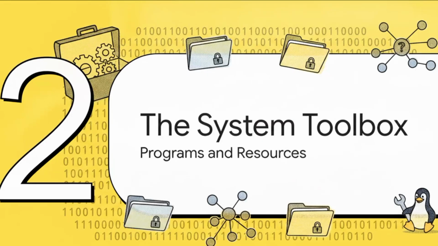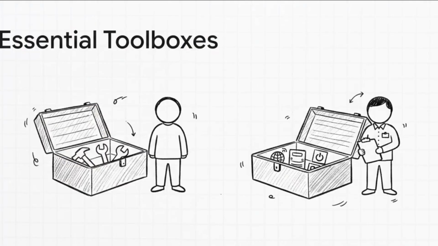The system toolbox, programs, binaries, and shared resources. Let's crack open this toolbox and see how this actually builds the system's functionality. When we talk about programs in Linux, we're usually talking about binaries, and that brings us straight to the /bin and /sbin directories. The word bin literally stands for binaries. The /bin folder, that's your essential toolbox. It holds the basic command line programs Linux needs literally just to function. Commands to list files, copy them, move them around. Without this folder, your system would basically be useless.